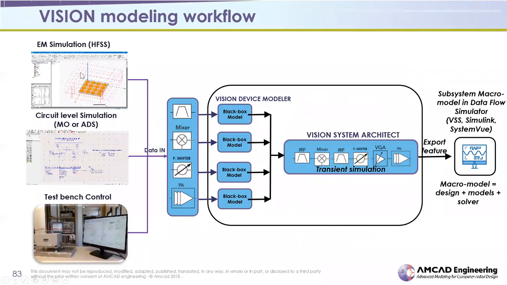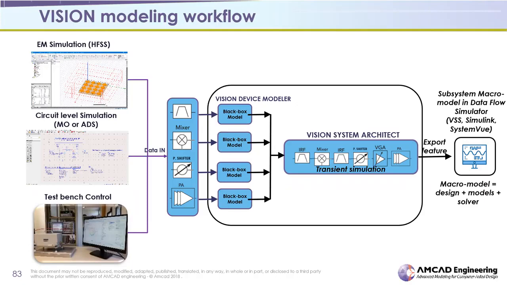So the idea is we can take from EM simulation, HFSS for example, a simulation of the antenna. We can have a simulation of the circuit in ADS, like the power amplifier, or we can measure the power amplifier. If we take this as data in for a mixer, filter, amplifier, phase shifter, then we create the right model for each one. And then we can cascade these models. And then we are able to do the simulation of the full model with the DPD, with the all digital co-simulation. And we are able to predict the behavior of the system just by the right model.